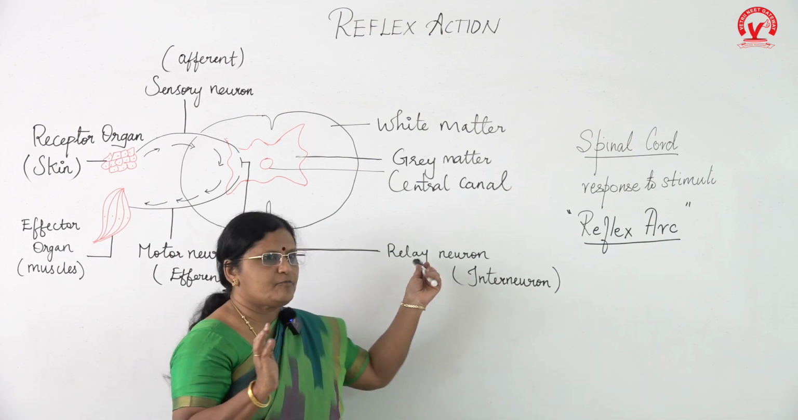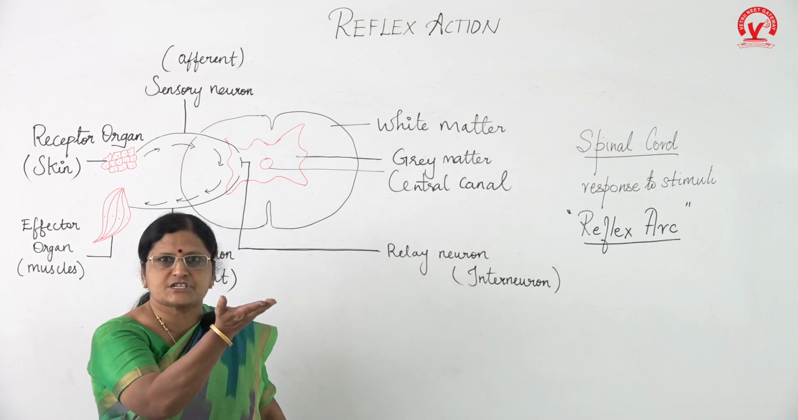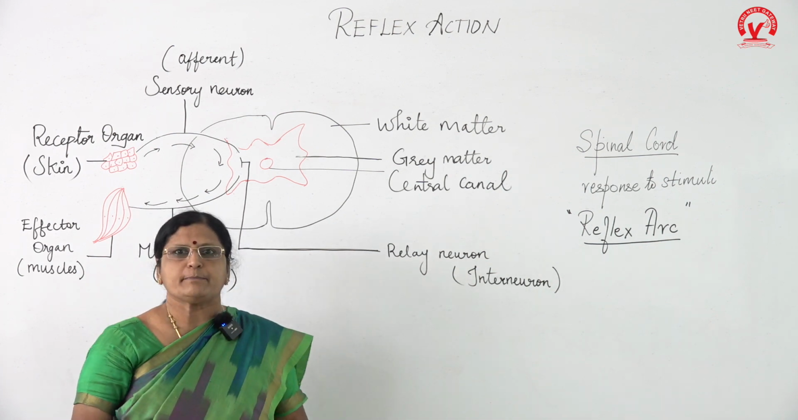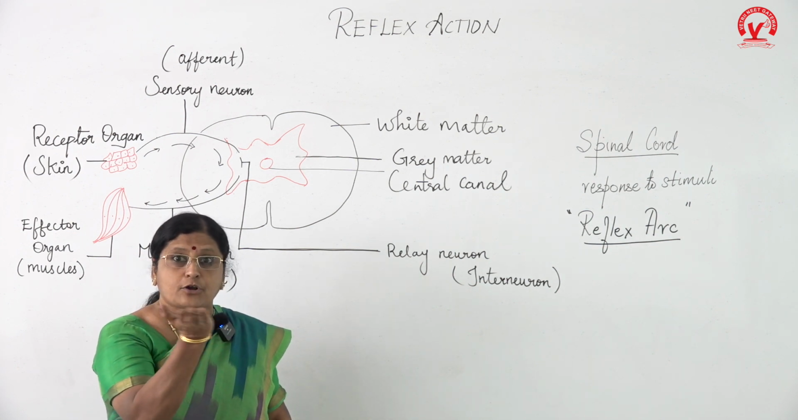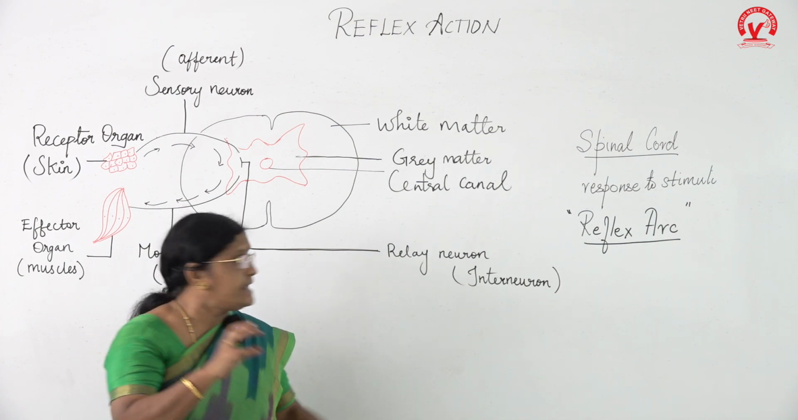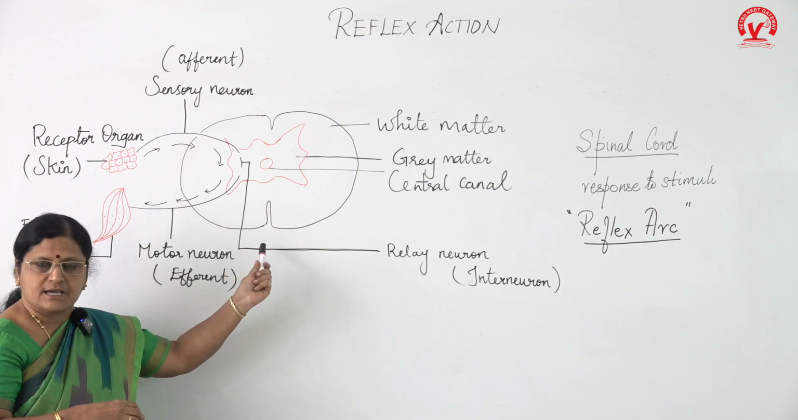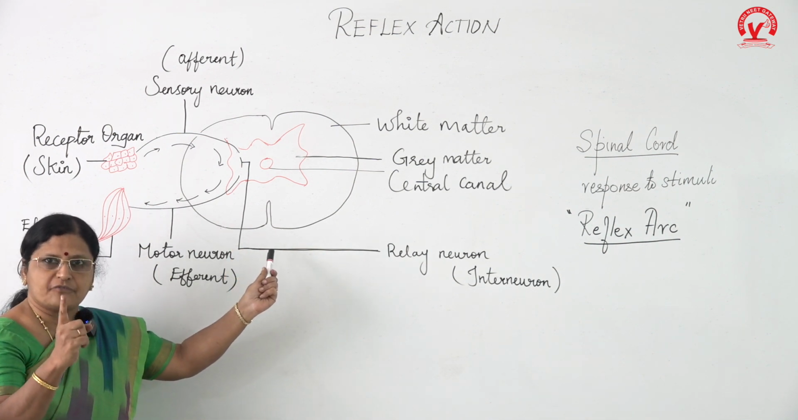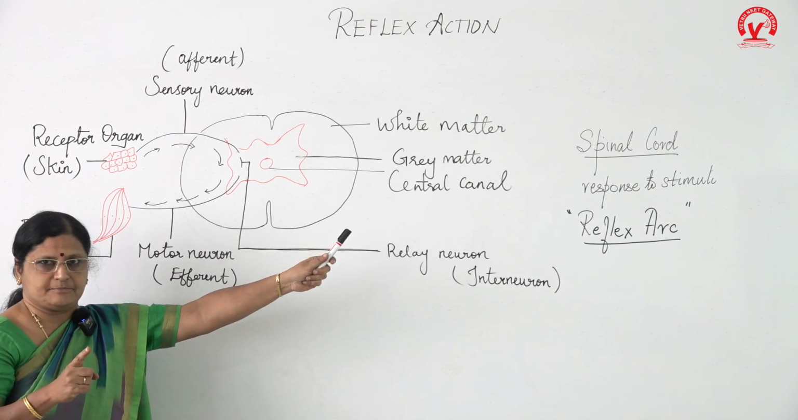Now the diagram I have drawn here is the cross section of the spinal cord. What do you mean by cross section? Transverse section. When you cut across the spinal cord and look, what is inside is the diagram drawn here to depict the function of the spinal cord called reflex action.